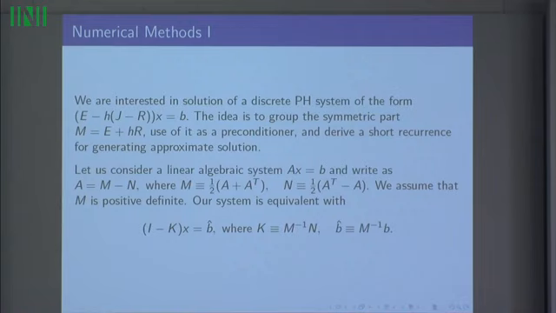So if we have any linear algebraic system Ax = b, we can always write A as a symmetric part minus a skew-symmetric part. And here our assumption is that M is positive definite. So if we multiply with M inverse, we get this equivalent system: I minus K x equals b hat, where K is M inverse N, and b hat is M inverse b. Our method actually depends quite a lot on this operator K.